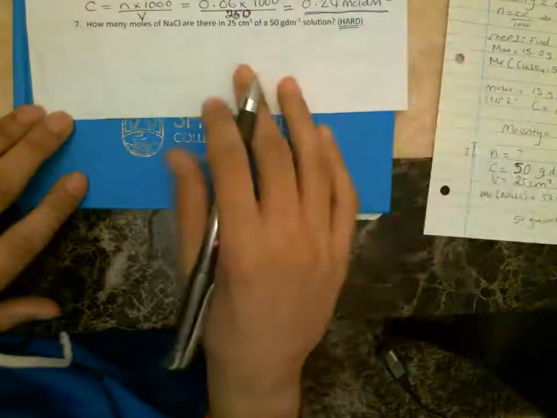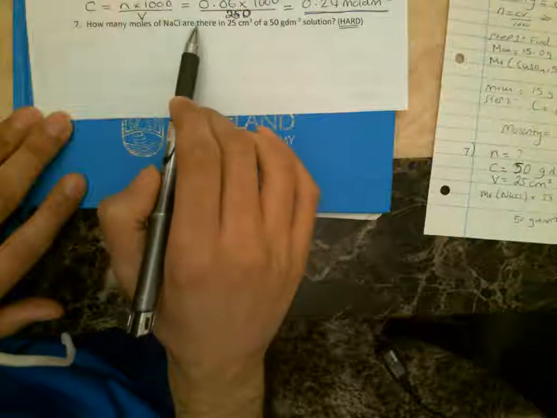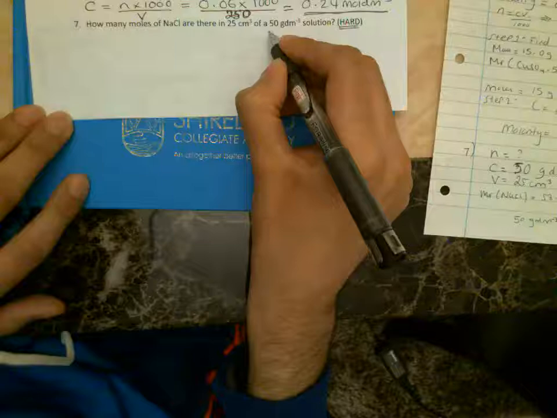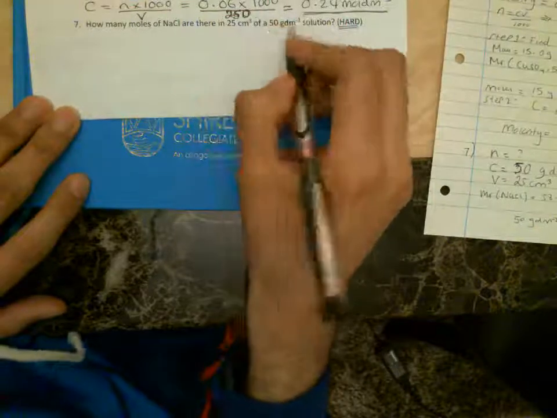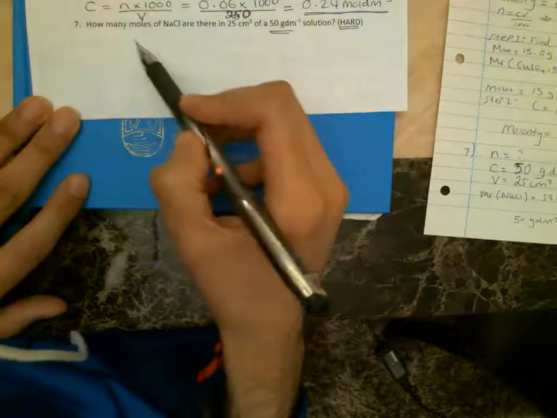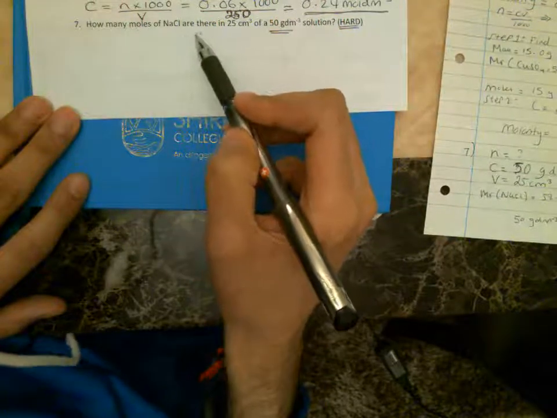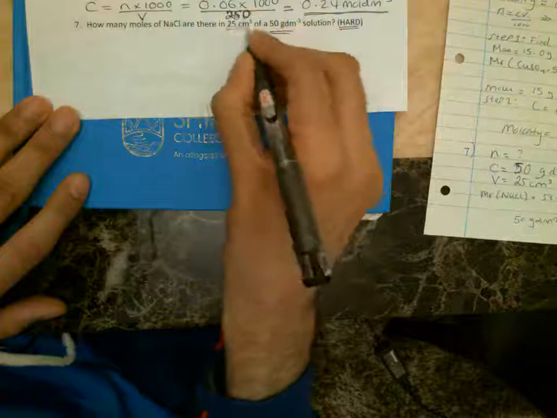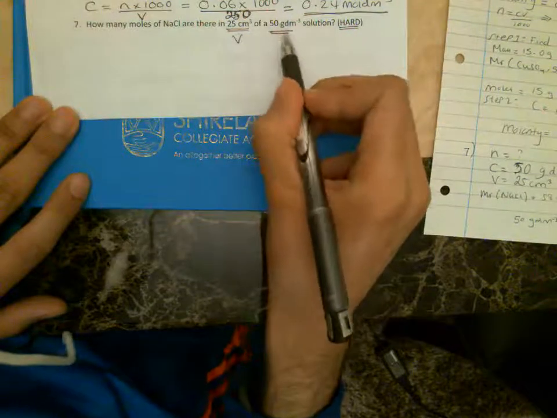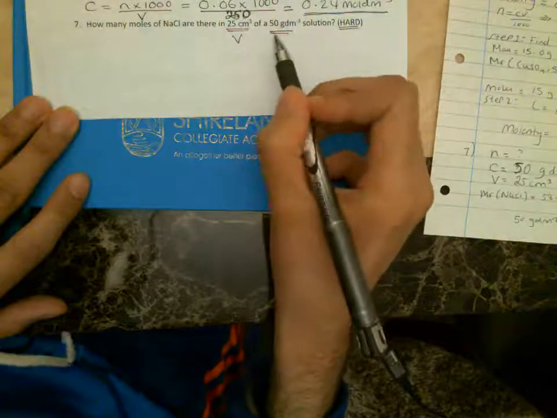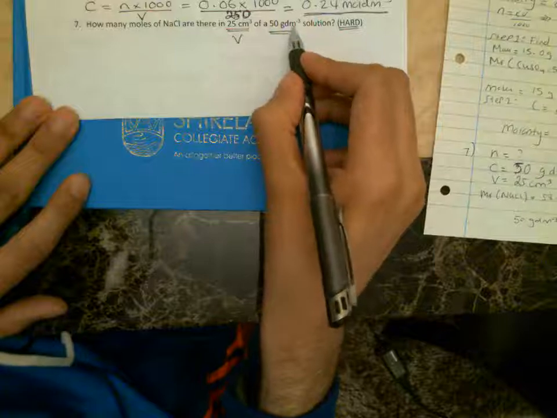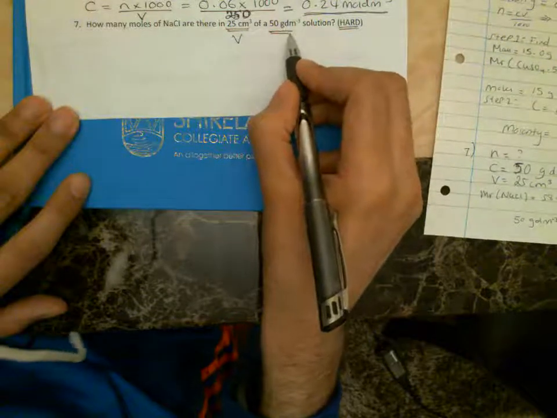Okay, now this question again really revolves around having this weird unit of grams per decimeter cubed. Now, how many moles of sodium chloride are there in 25 centimeters cubed? Okay, so it's always good, volume. Now, this is a way of giving concentration. So this is a concentration in terms of grams per decimeter cubed and not moles per decimeter cubed.